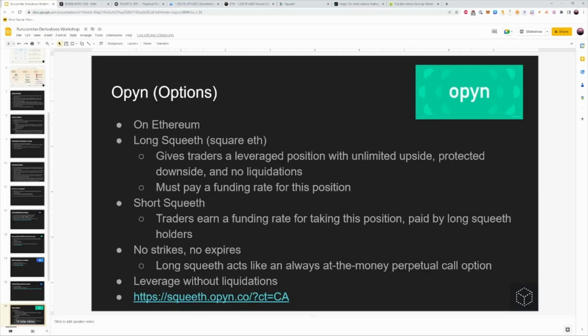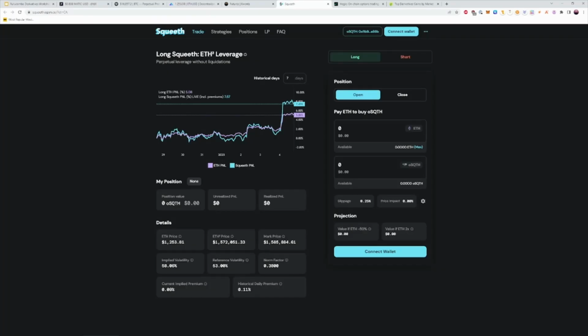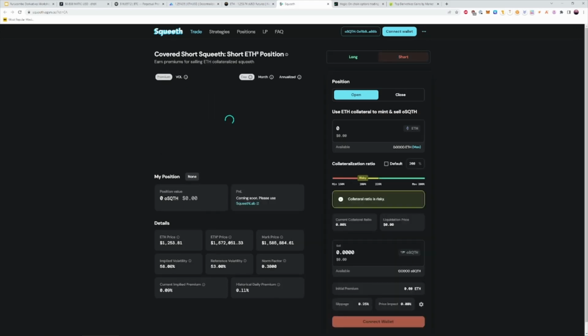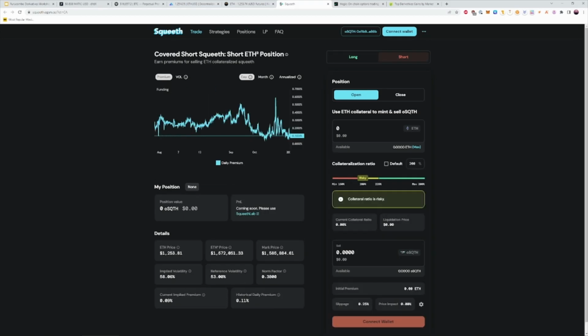Of course, to say you're not going to get liquidated is fine. So this protects against the flash crashes. But again, the downside risk is always going to be there. So let's see what that looks like. This is SQETH, or squared ETH. And we can see here we have the option to go long or short on the right. And for short, we're going to be earning a premium that's going to be paid by the long squared ETH holders. So how does this look annualized?